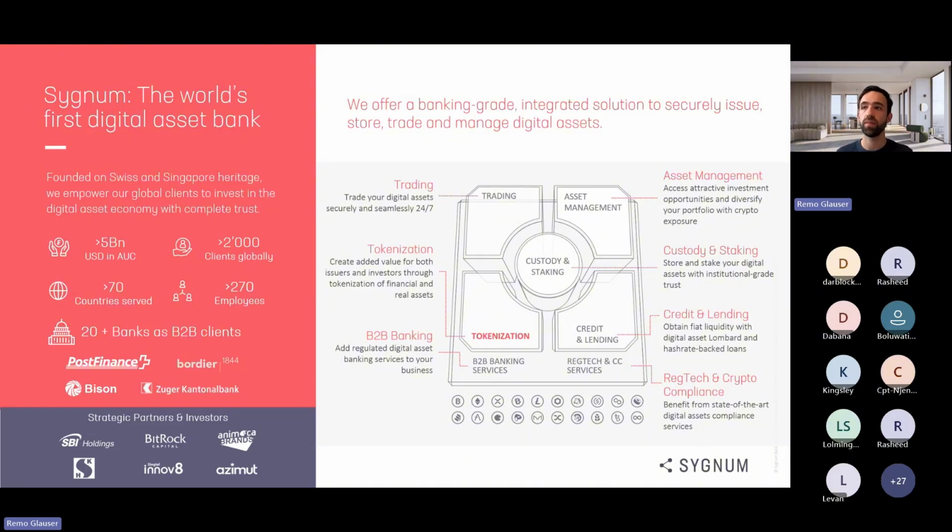So we have big B2B banking services where big banks, for instance PostFinance, a big retail bank here in Europe, in Switzerland especially, offer crypto trading and custody to their couple of million clients. And we offer this service, or basically they use the service via us. All the trades and custody are done on our side. And then, as I said already, we have the tokenization.